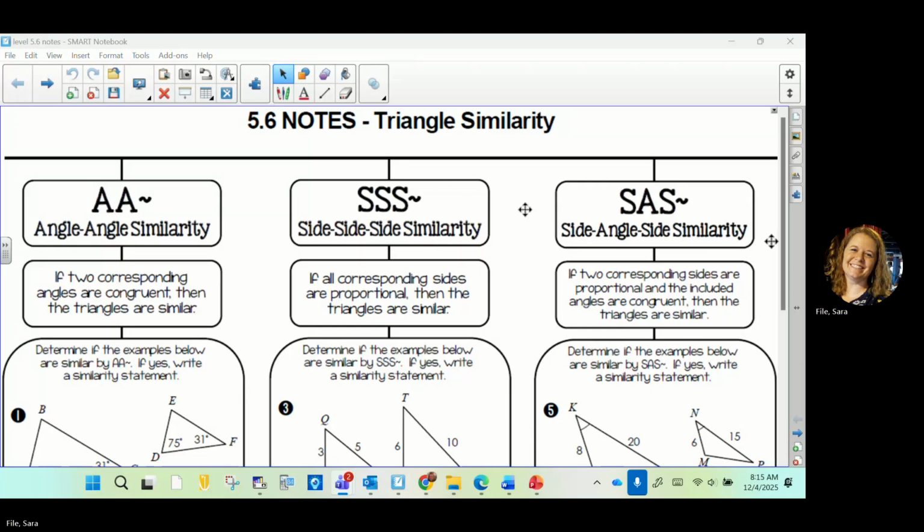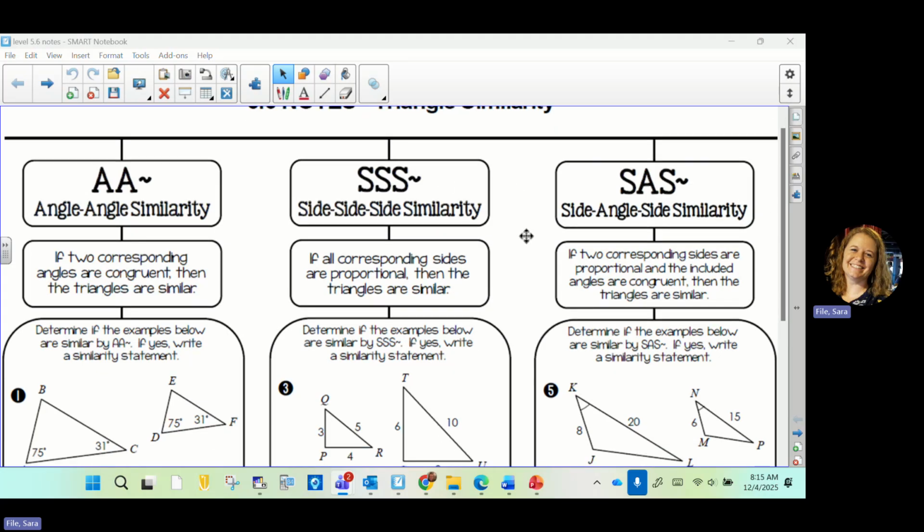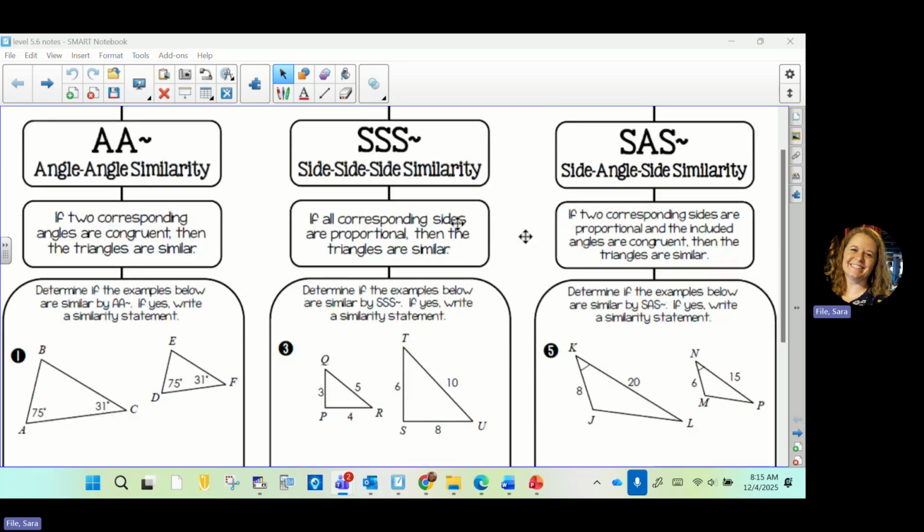Semester. So 5.6 is our last set of notes for the semester. We've been talking about proportions and how similar figures have proportional sides, and we use proportions and cross multiply to find the missing pieces. So what we're looking at today are our similarity statements. These are what you can use to prove that triangles are similar. So if you're not told, hey, these are similar, you can use them to check if they're similar. And then if they are, then you can use proportions and find missing pieces.